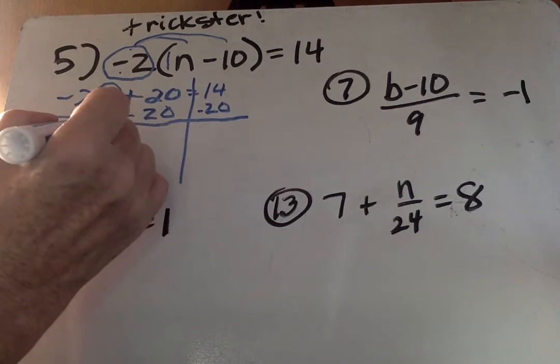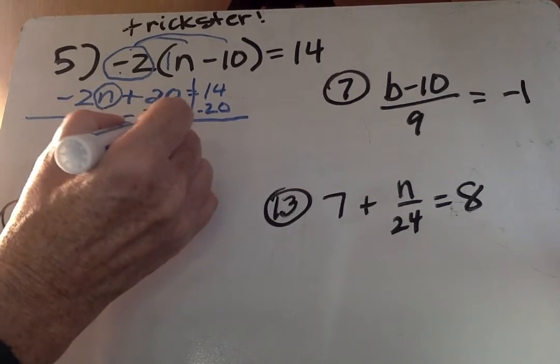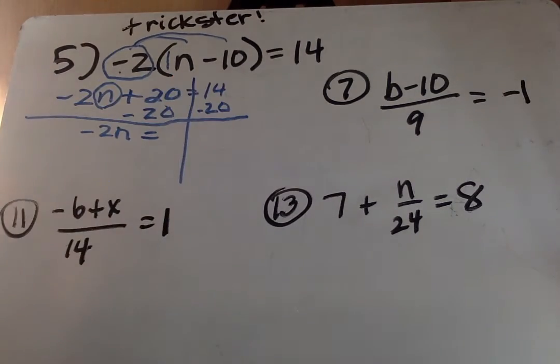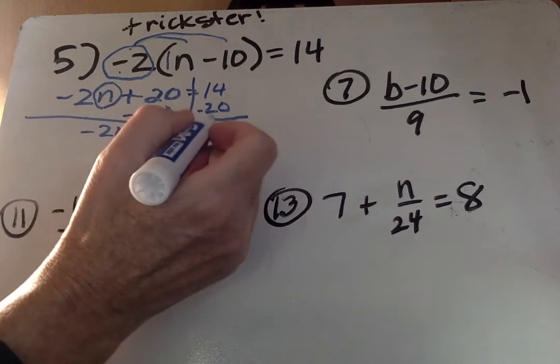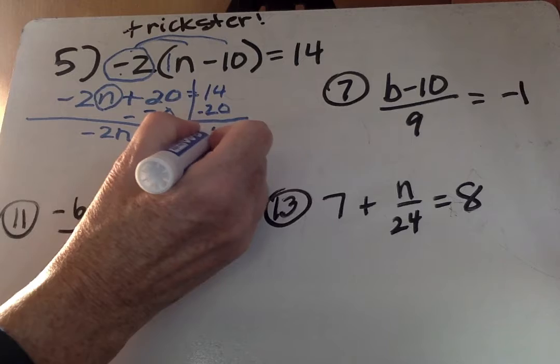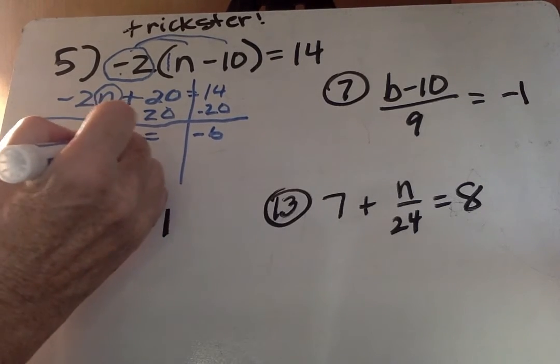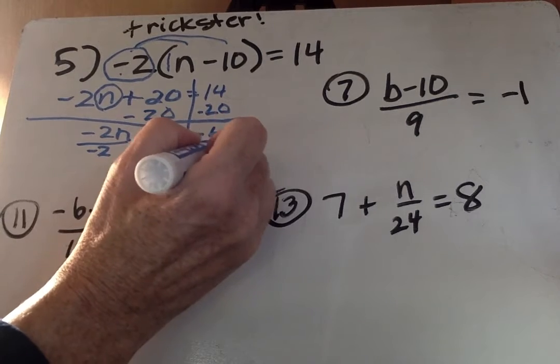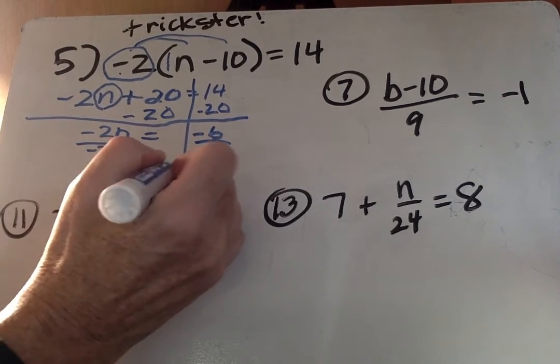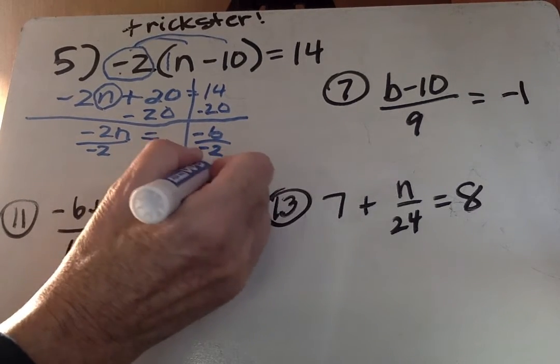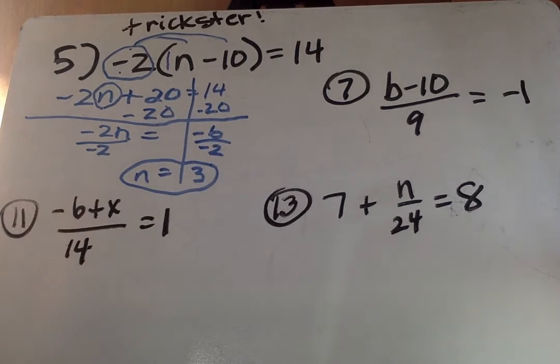Okay, bring down -2n equals 14 minus 20, battle or party. It's a battle because they're opposite signs. Then I divide by -2 and it equals 3. And you're done.